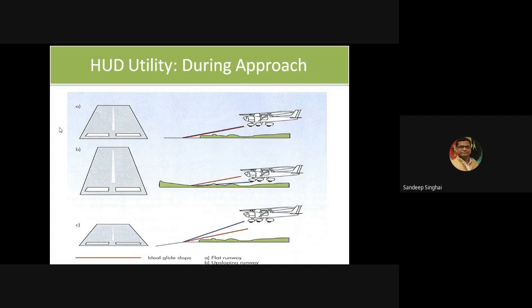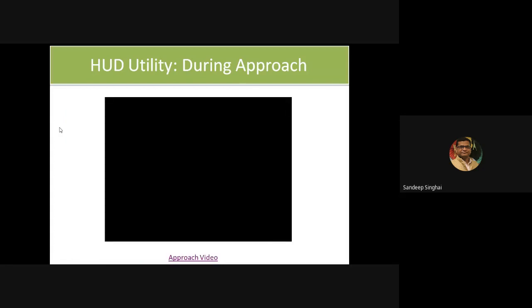And this you can see with an example. If the aircraft misses the runway during approach, what might happen? You might all have heard about the crash in Mangalore of an Air India flight, which happened some years ago. I will show you the video.